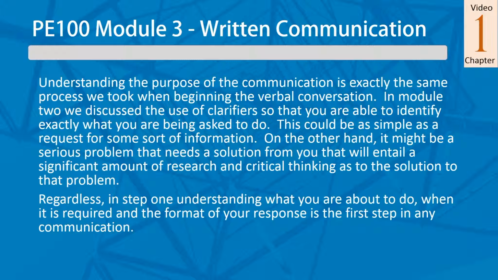And in that module, we talked a lot about using clarifiers so that you're able to identify exactly what you're being asked to do, or at least you understand the problem. And this is quite simply, it can be as easy as a request for information or a discussion with your boss, and make sure you know when he needs a solution, what type of solution he's looking for, who are the various parties. And we kind of beat that pretty hard in Module 2, and we're going to beat it again here. Make sure you know what you're about to do in a communication before you start trying to formulate the communication.